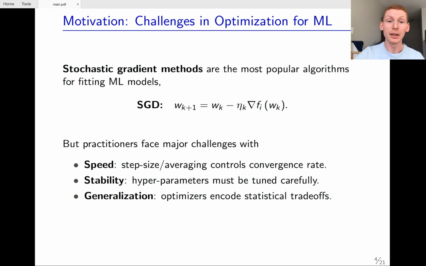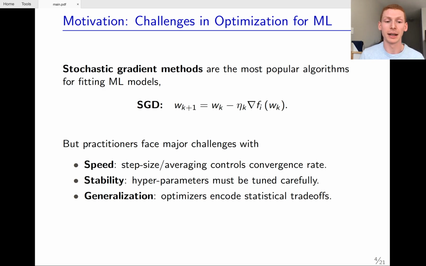I think that we should be familiar with this simple recursion that defines SGD. We just update the current model parameters w_k by subtracting a stochastic gradient, ∇f_i, multiplied by some step size, α_k. Despite the simplicity of this algorithm and its long history dating back to the 1950s, practitioners in machine learning still face major challenges with speed, stability, and generalization. From an optimization perspective, SGD is actually a very slow algorithm because we typically need to use a decreasing step size or some sort of averaging scheme to ensure that we converge despite the stochasticity of the gradients.